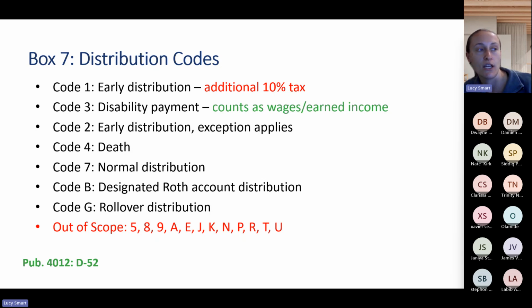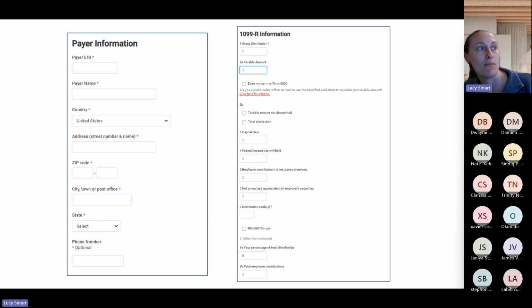No worries, Nate. That was a great guess. And that's what we're here to do, is just continue guessing. Yep. They are swapped on the list, which is kind of confusing. I should probably switch it. But if you check Publication 4012, you'll always be able to check on what these codes mean. Code 3 is a disability payment.